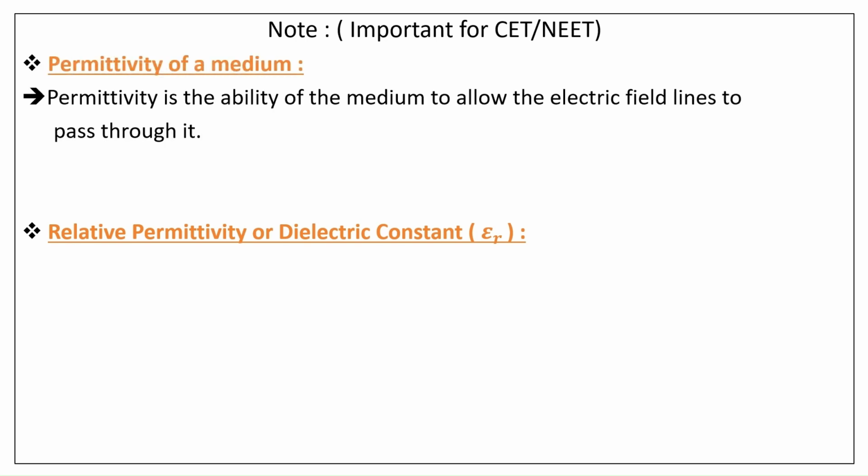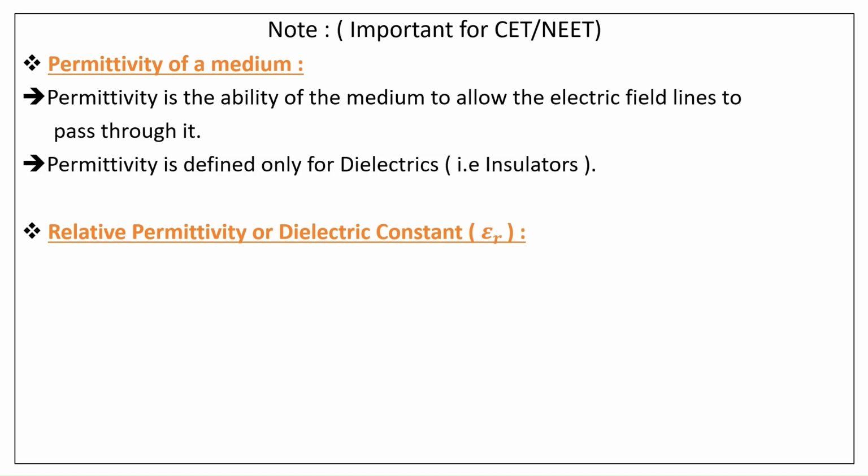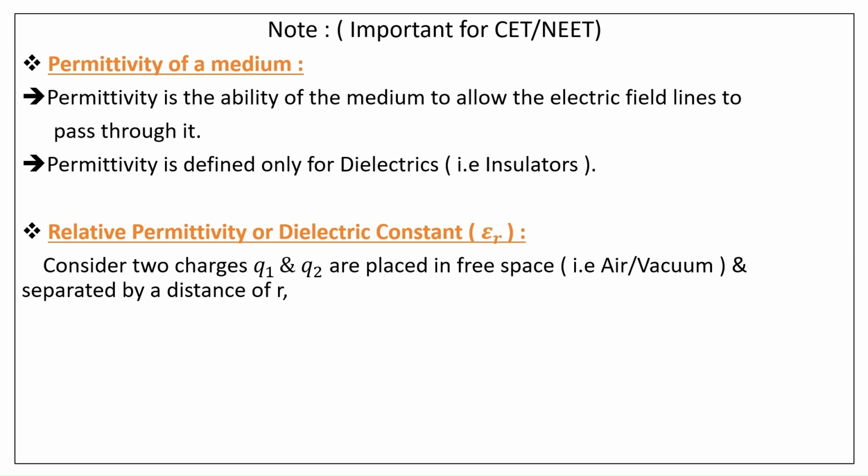Permittivity of a medium. Permittivity is the ability of the medium to allow the electric field lines to pass through it. Permittivity is defined only for dielectrics, that is insulators. Relative permittivity, or dielectric constant, denoted by epsilon r.